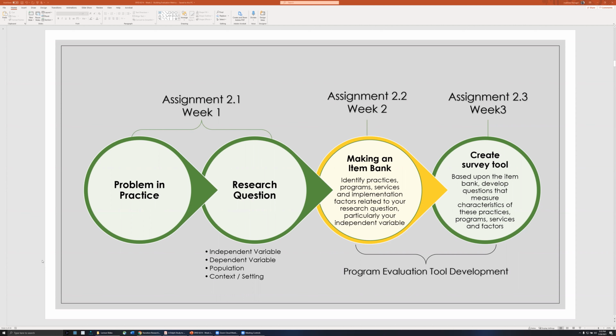After this week, you're going to take that item bank, and in assignment 2.3, you'll learn how to create an online program evaluation tool where you're going to be creating questions to measure characteristics of each of the practices that you've identified as being critical to knowing about when you're going to make your data-driven recommendations later this semester. So you can see week 1 is all about contextualizing and forming your research. And then this week and next week are all about program evaluation tool development.